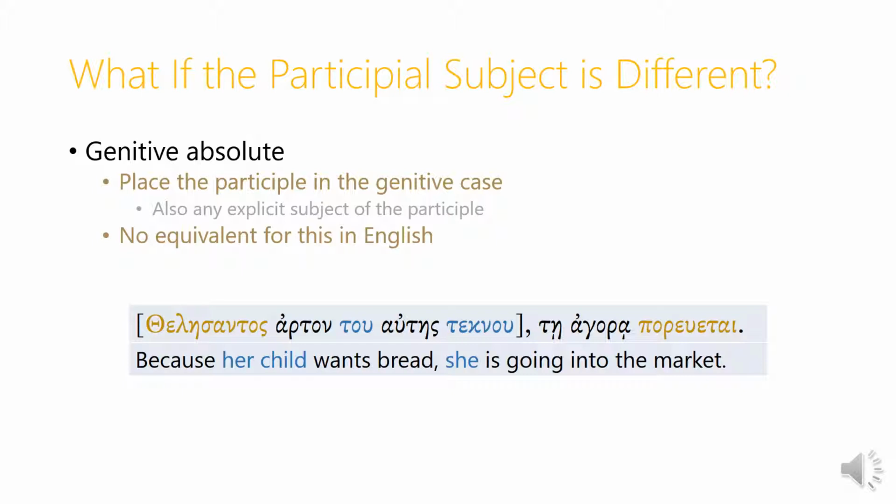Now, notice that the she in poruetai is not the same person who's doing the wanting in thelesantos. The person doing the wanting is tu technu, it's her child. But the person going into the market is the woman herself.